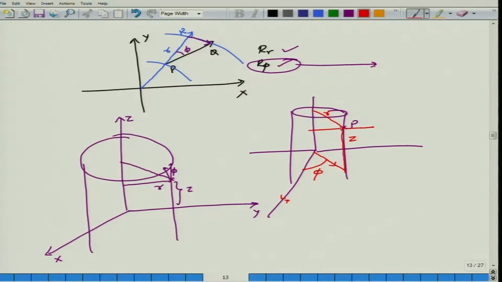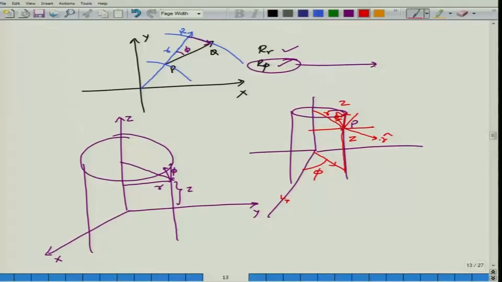At the same time, how are the 3 different unit vectors oriented? The unit vectors are oriented along r, this would be along z, and this would be along phi. So this would be along phi over here. The diagram is not very nice, I will show you a proper diagram. So these are the 3 directions of r, phi and z.